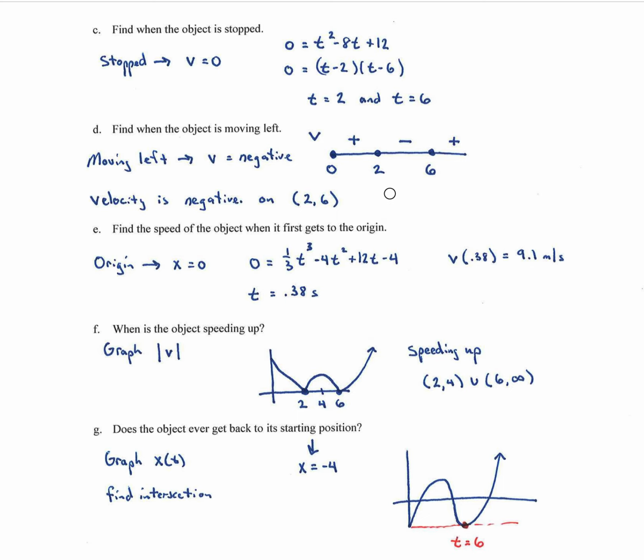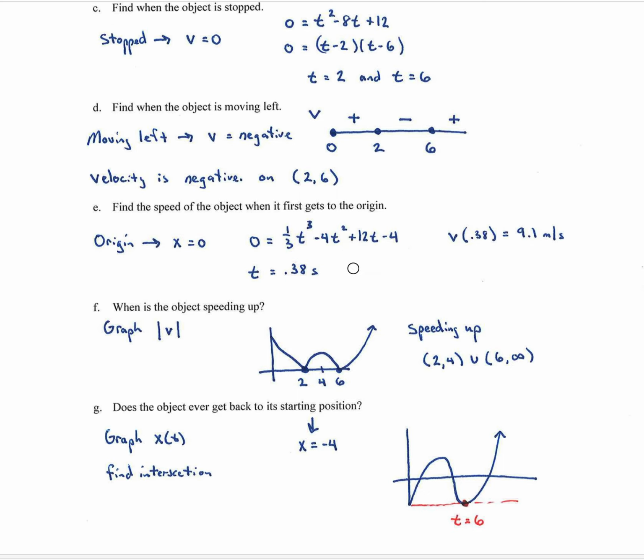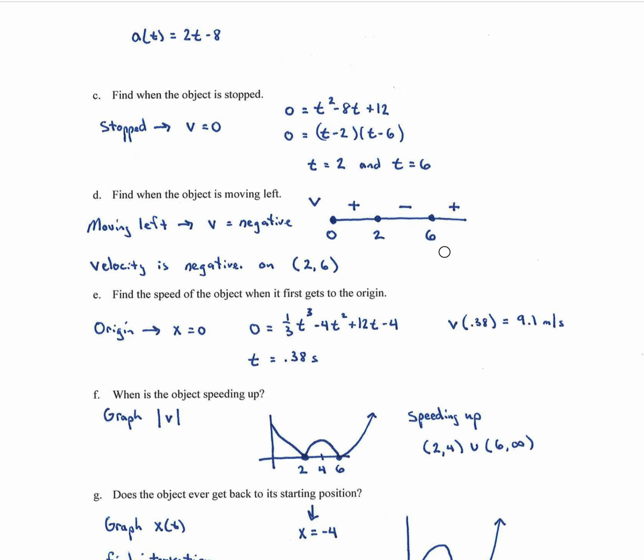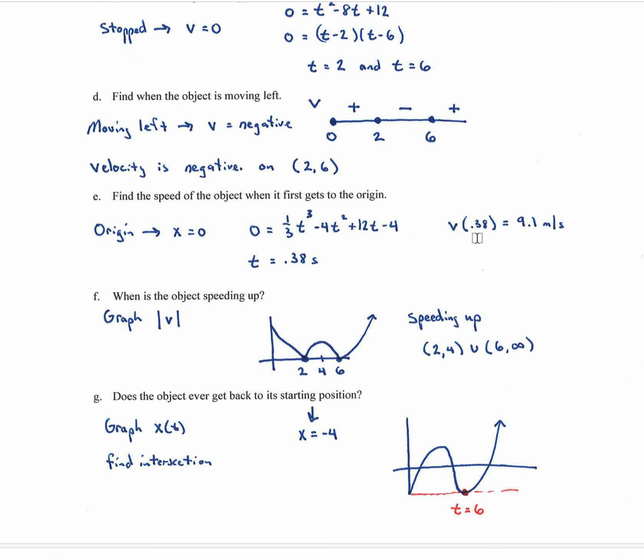Find the speed of the object when it first gets to the origin, because it might end up at the origin more than one time. It is a cubic. So remember, the origin is simply when x equals 0. So I just took my position equation and set it equal to 0 and solved. That's when I'm at the origin. And then I took that value and plugged it into the velocity equation that was given to find the velocity at that moment and got 9.1 meters per second.